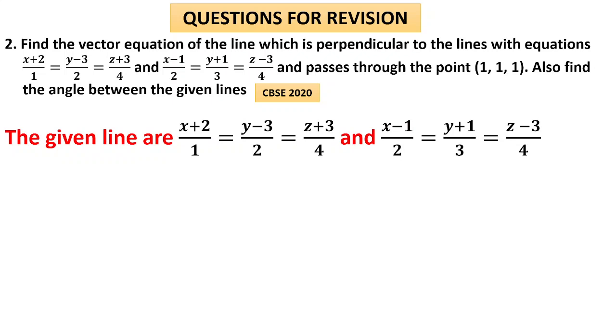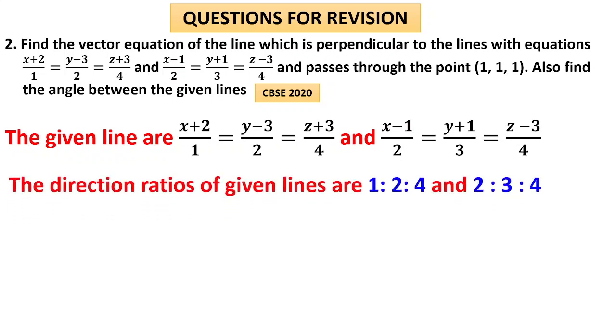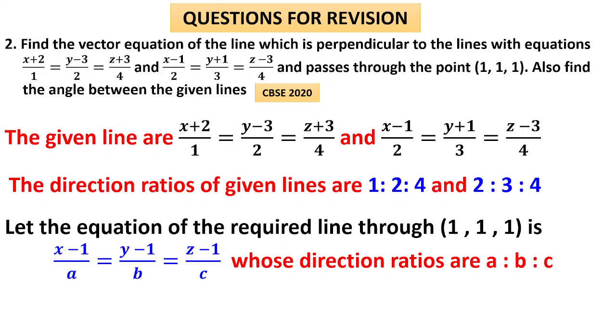Well, let us now take these two lines. These lines are given, and the direction ratios are those in the denominator. Remember, these direction ratios are to be considered after converting the given equation into symmetric form, that is, standard form. Now let us take the equation of the required line. It is passing through (1, 1, 1). Therefore, it will become (x minus 1)/a, (y minus 1)/b, (z minus 1)/c, where the numbers in the denominator are direction ratios.